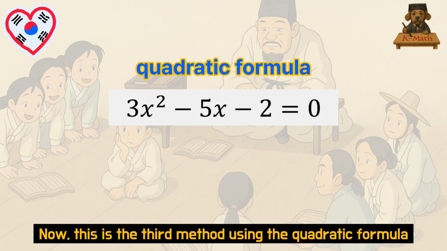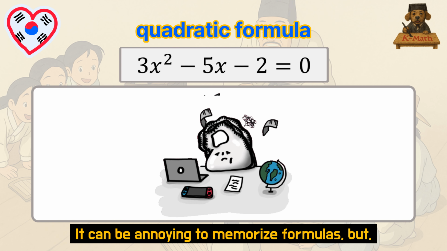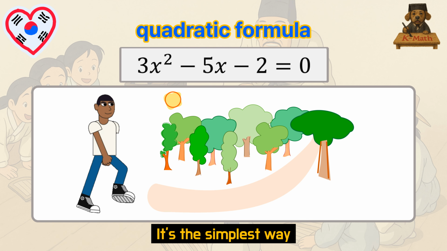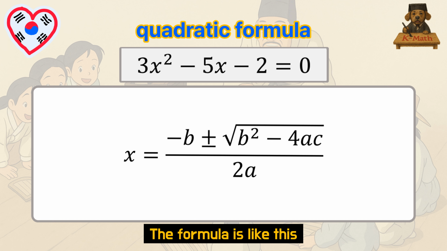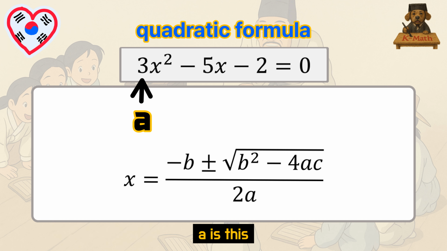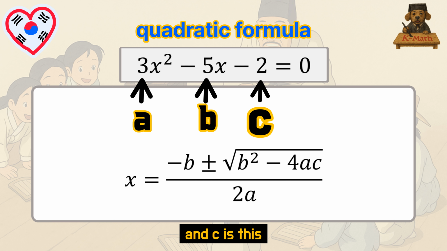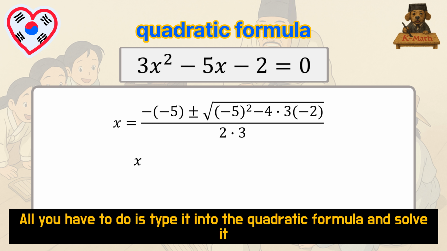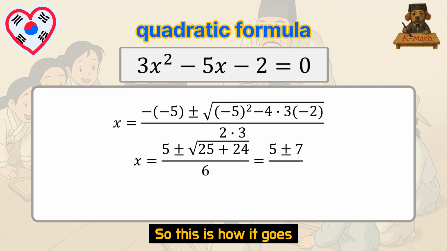Now, this is the third method using the quadratic formula. It can be annoying to memorize formulas, but it's the simplest way. The formula is like this. All you have to do is put it into the quadratic formula. A is this, B is this, and C is this. All you have to do is type it into the quadratic formula and solve it. So this is how it goes.